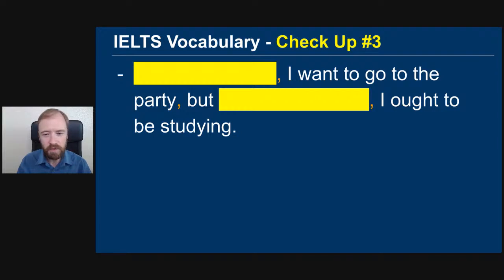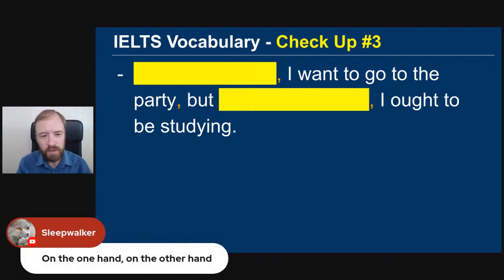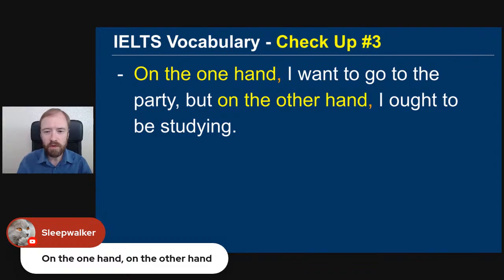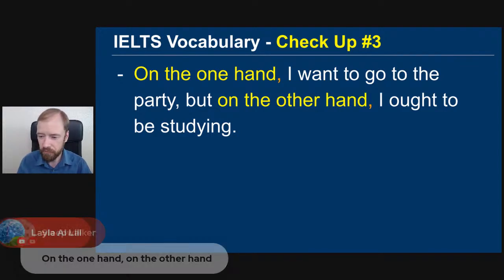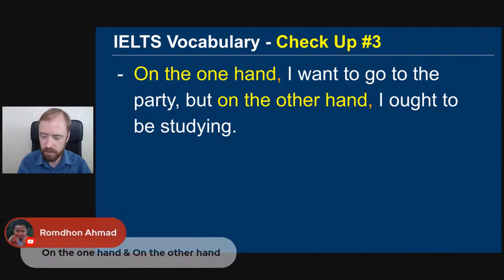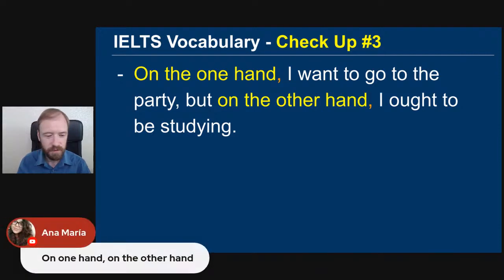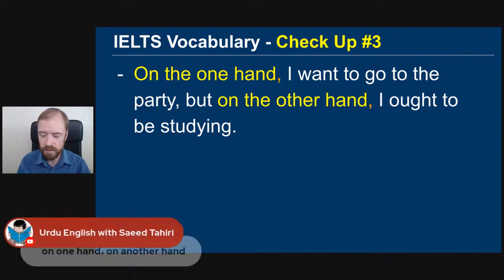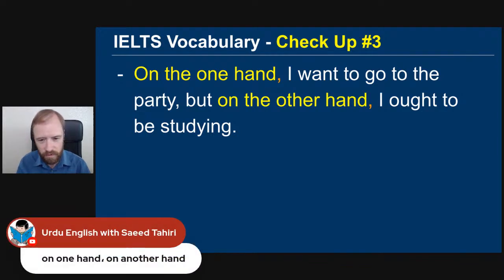Blank, I want to go to the party, but blank, I ought to be studying. On the one hand, I want to go to the party, but on the other hand, I ought to be studying. And yep, that will be my answer. On the one hand, on the other hand. On one hand, on the other hand. Yes. On one hand, on another hand, no. You cannot say another hand. We have one hand. On the one hand, on the other hand.